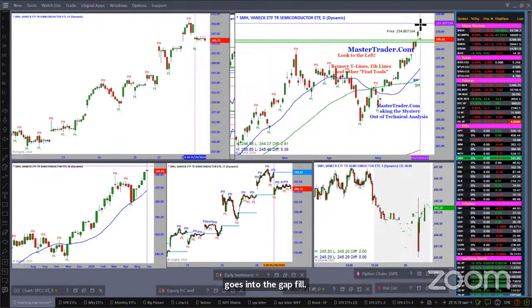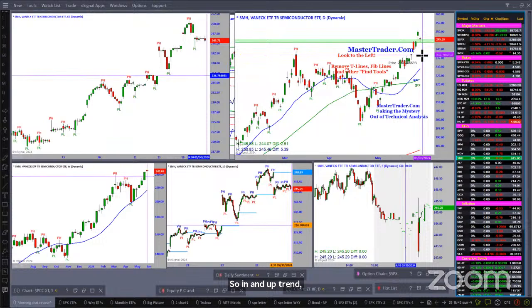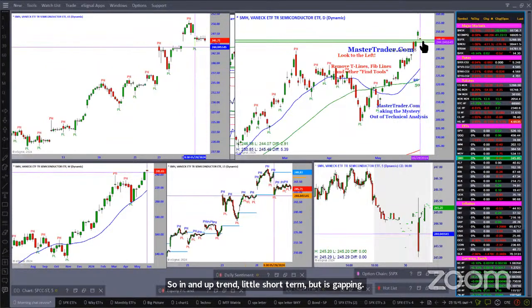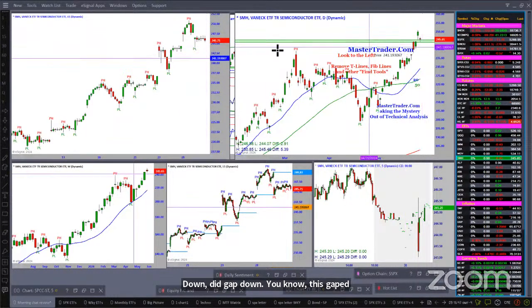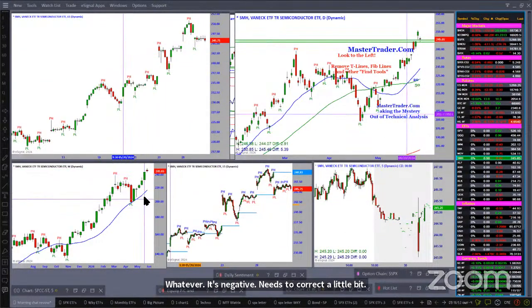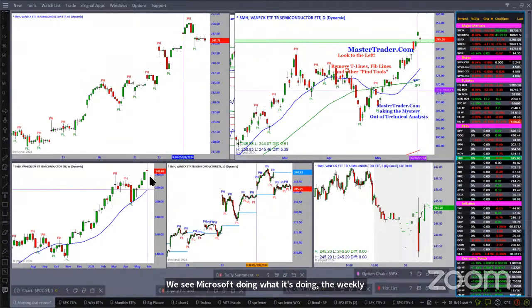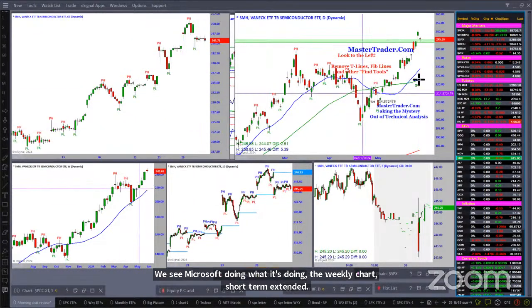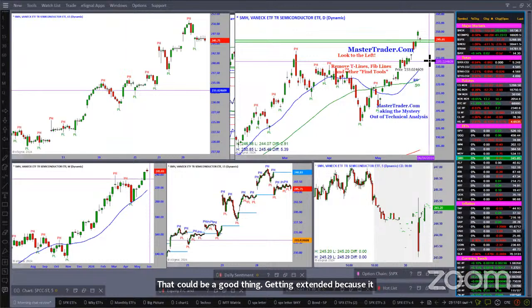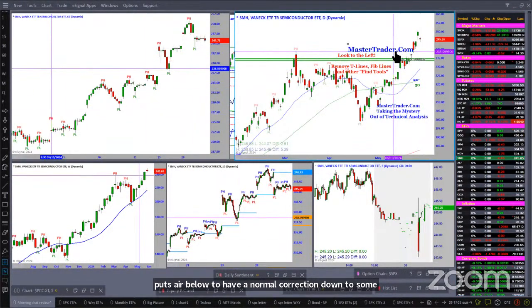So in an uptrend, it's a little short term, but it did gap down. This gapped up, gapped down, didn't gap below the low, but whatever, it's negative. It just needs to correct a little bit. We see Microsoft doing what it's doing. The weekly chart is short-term extended. That could be a good thing, getting extended, because it puts air below to have a normal correction down to some lower support level. Right?